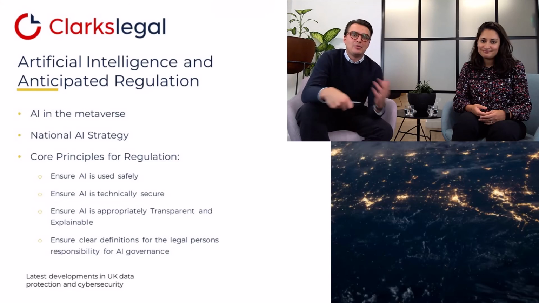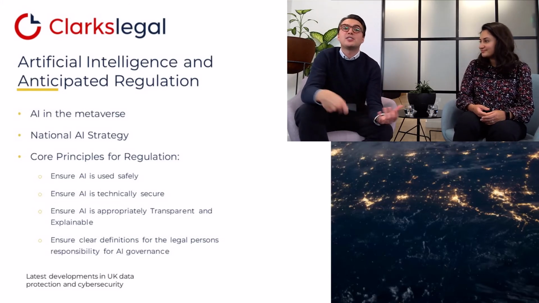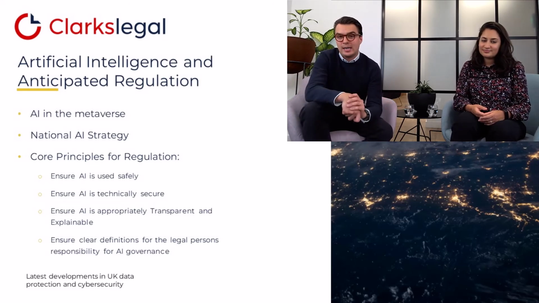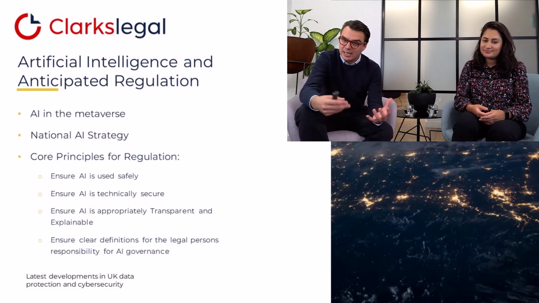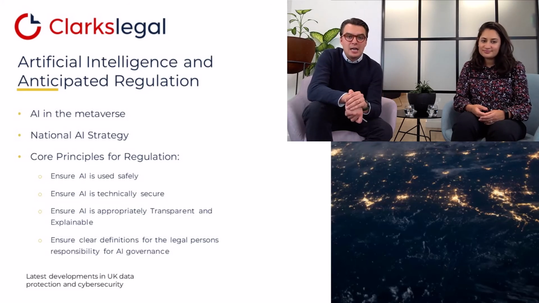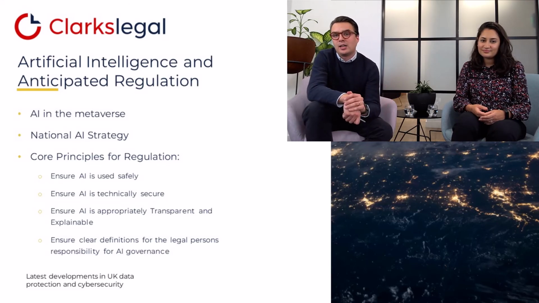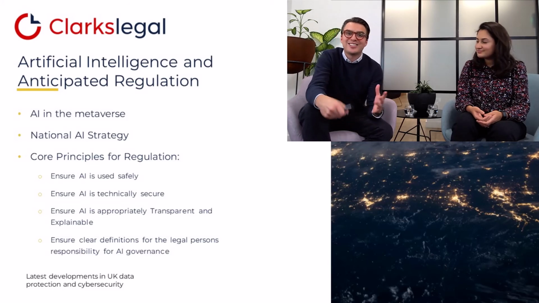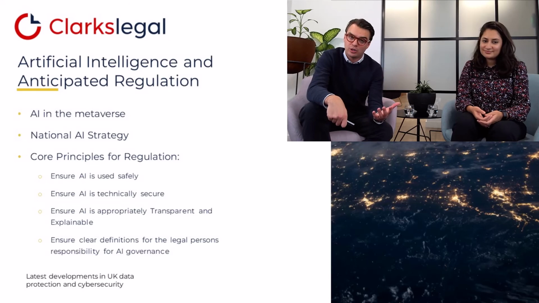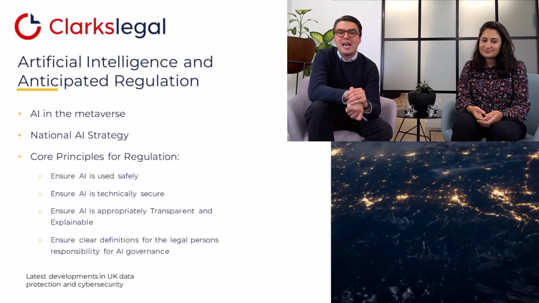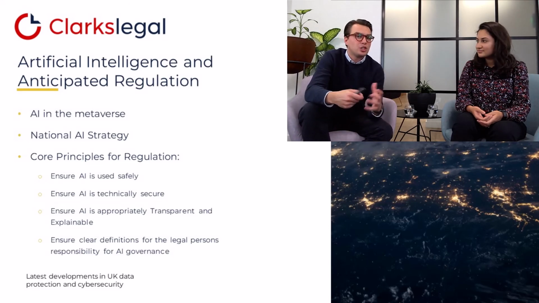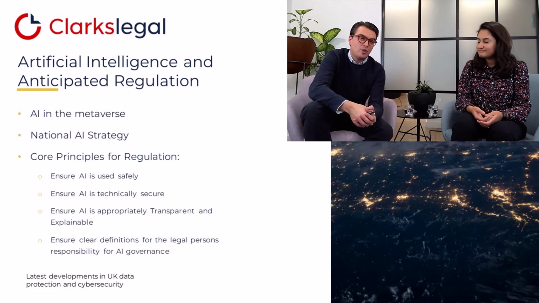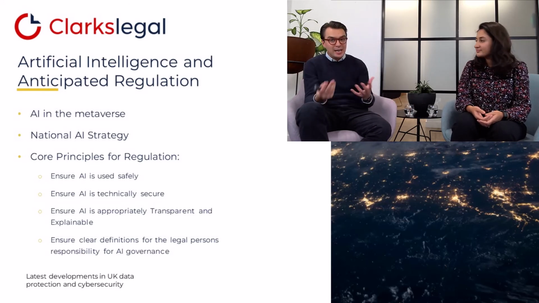Absolutely. And from reviewing the policy paper, we can see that as a starting point, the government intends to ask regulators to apply the following core principles in their sectoral domain. Firstly, they want to ensure that AI is used safely, and the policy paper does state that it's going to be a context-based approach that will be adopted here. We can expect that sectors such as healthcare or infrastructure will require a higher threshold. Secondly, they want to ensure that AI is technically secure and obviously functions as designed. I think this largely relates to security.